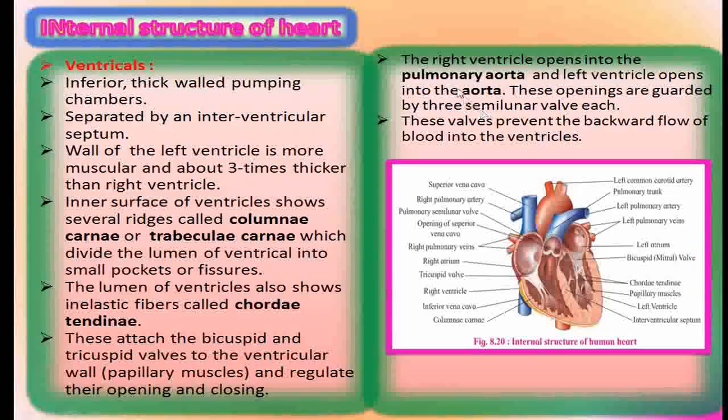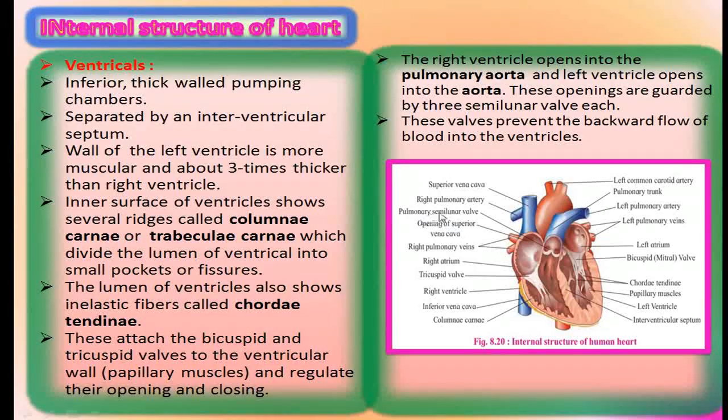The right ventricle opens into the pulmonary trunk, or pulmonary aorta, and the left ventricle opens into the aorta. This is the aorta. These openings are guarded by 3 semilunar valves each.